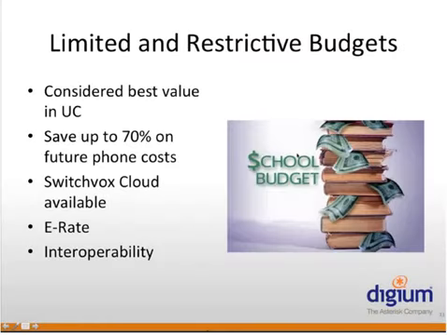Limited and restricted budgets. Schools oftentimes have budget restrictions that no other company has to manage. Switchvox is considered the best value when you see it. You can save up to 70% on future phone costs. We have Switchvox Cloud available. We have E-Rate available. That's the common discount program here in the United States. And then we have lots of interoperability. The big benefit there is if you need to do a slower rollout to save money, maybe you want to reuse some of your old phones and then do a slow deployment, changing all your phones out to Digium phones, that kind of thing is definitely possible.